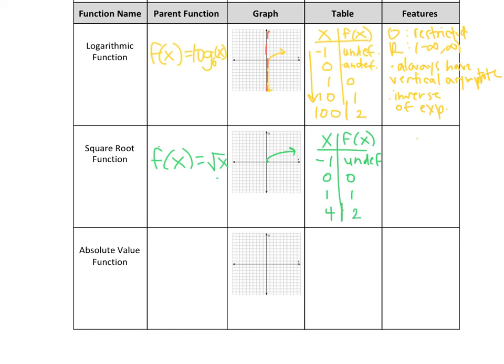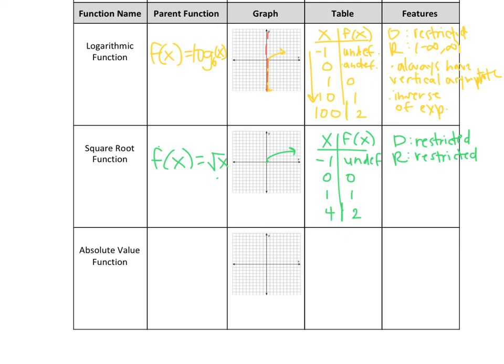And so, again, this one is going to be increasing. The domain is restricted, and so is the range. The reason the domain is restricted is because you cannot take the square root of a negative number. So whatever is underneath the radical has to be greater than or equal to 0 because it can't be negative. And that in turn makes the range restricted.